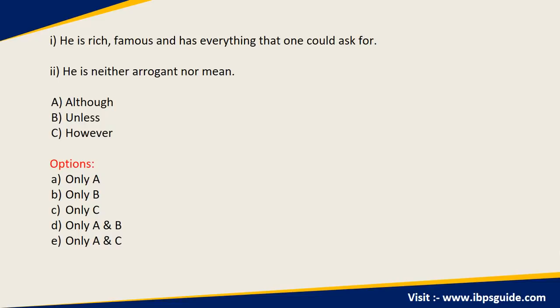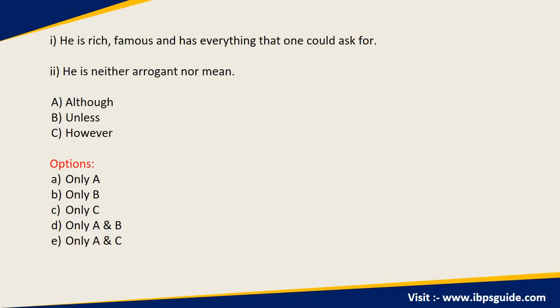So in this question, there is neither an exception nor a condition. So unless cannot be used to combine these two sentences. The third word given is however. Now both however and although have very similar meanings, and they are both contrast signs.